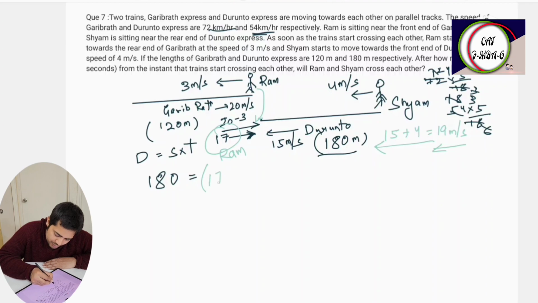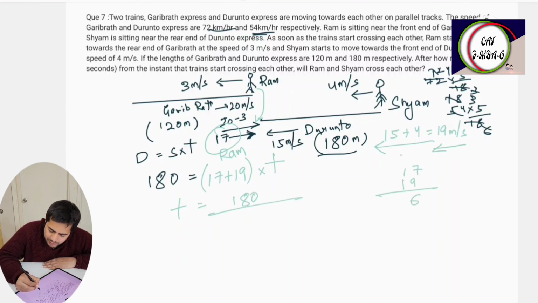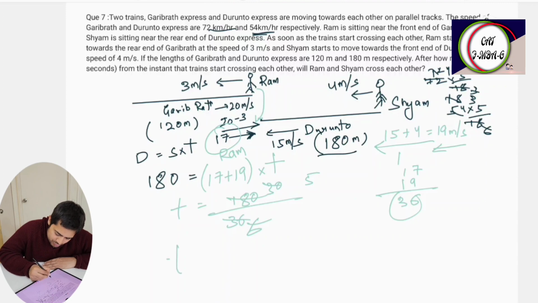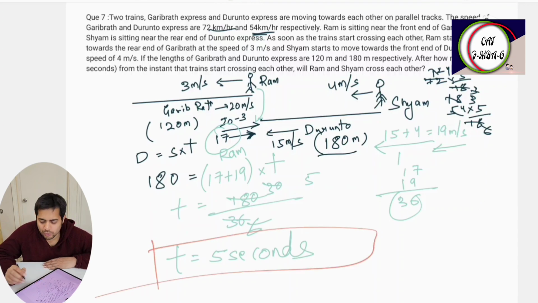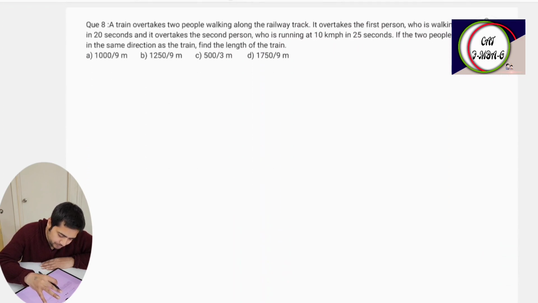So the total speed is 17 plus 19, into time. So time is equal to 180 divided by 17 plus 19, which is 180 by 36, so T is equal to 5 seconds. This is the right answer. Okay, let's see the next question.